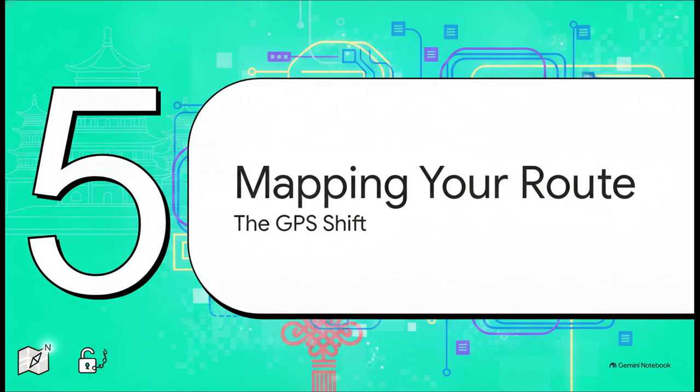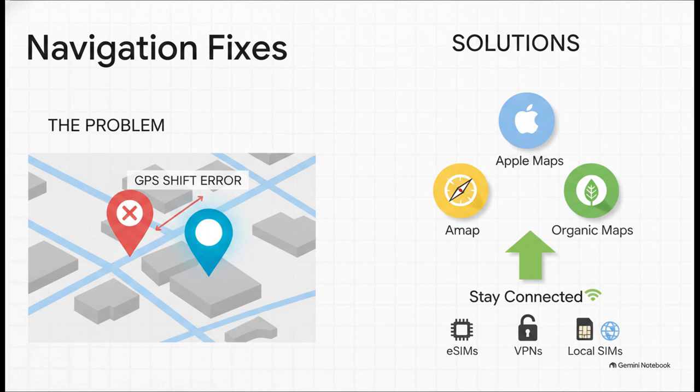Let's look at Section 5, Mapping Your Route, the GPS Shift. Get this, even with a totally perfect eSIM connection, Google Maps will literally walk you straight into a wall in Beijing. I'm not kidding. This happens because China uses a deliberately shifted coordinate system called GCJ02, and Google Maps data is outdated and doesn't correct for it properly, which places your little blue dot about 50 to 100 meters away from where you actually are.